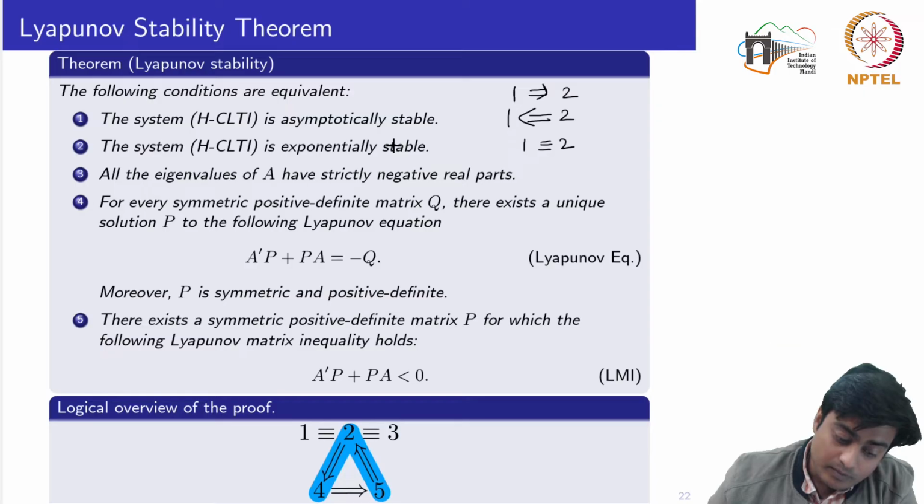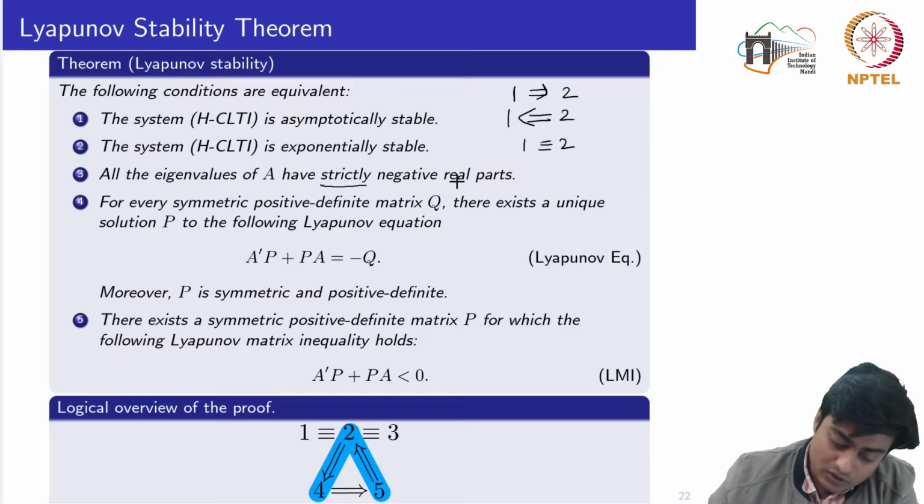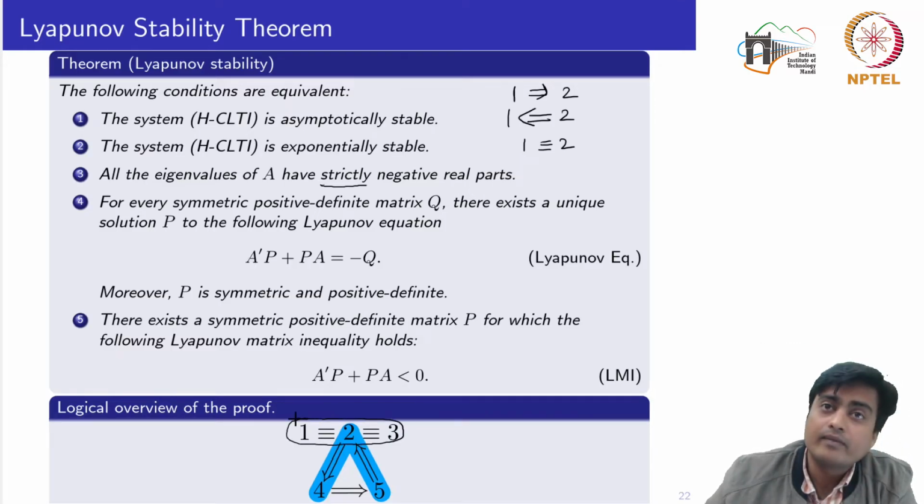Now, by the eigenvalue test, we have the equivalence between the second statement and the third statement: all the eigenvalues of A have strictly, do not forget this part, strictly negative real part. There should not be any eigenvalue with 0 real part. This equivalence we have already seen.